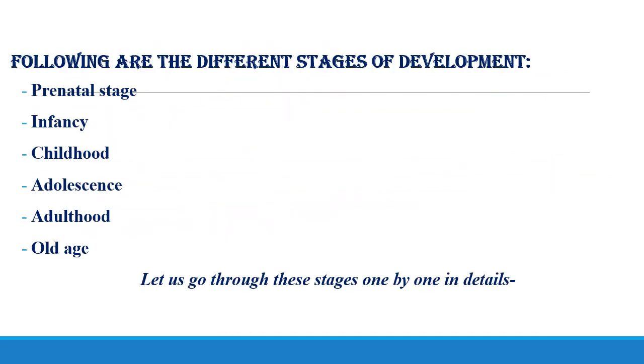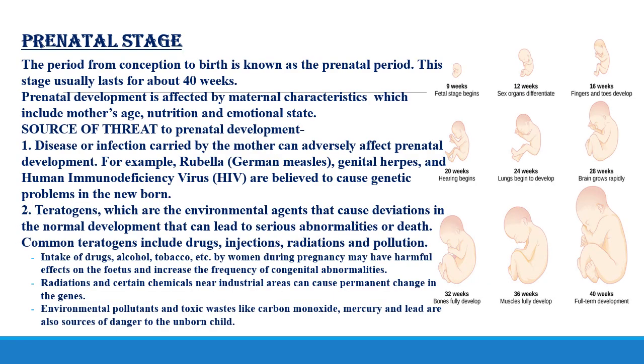Below in this slide you will see that these are the different stages of development. So first comes prenatal stage, followed by infancy, then childhood, adolescence, adulthood, and lastly old age. So let us go through these stages one by one in detail. Alright. The first stage is the prenatal stage.